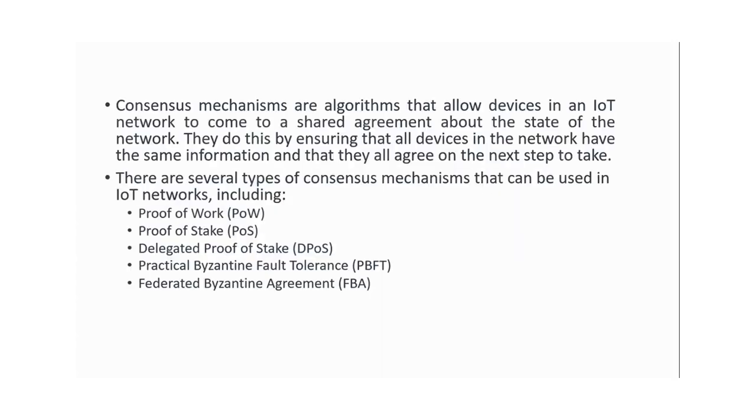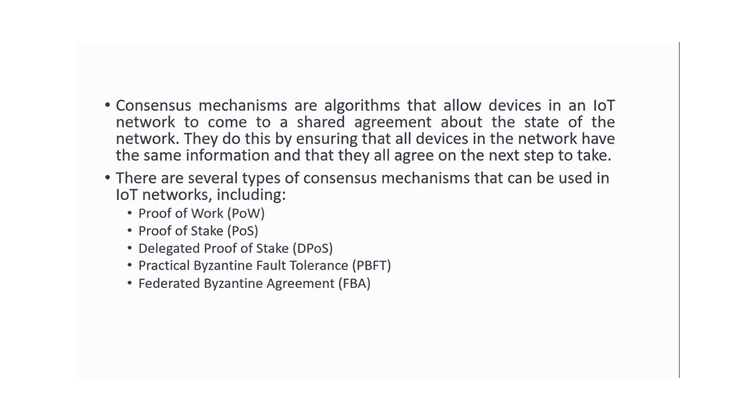Consensus mechanisms are algorithms that allow devices in the IoT network to come to a shared agreement about the state of the network. They do this by ensuring that all devices in the network have the same information and that they all agree on the next step to take.